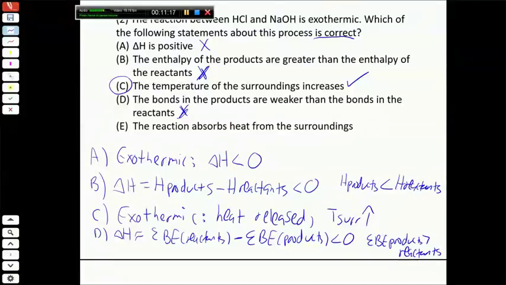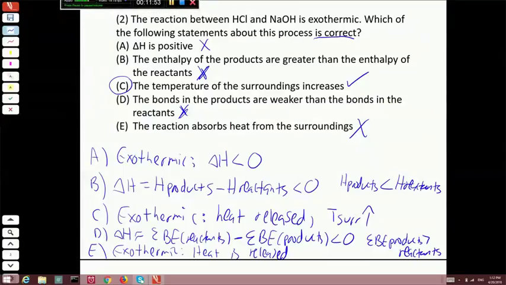All right, so that's thinking about, again, an alternative definition of delta H in terms of bond strength, which we touched on back in chapter 3, although we called it delta E back then because we didn't have those two distinguished, but in most contexts they mean the same thing. And then finally, choice E, we kind of already touched on this one. It says the reaction absorbs heat from the surroundings, but in any exothermic process, it's actually going to be releasing heat to the surroundings. So in an exothermic process, heat is released. So that one's also going to be false. So clearly, choice C is the only one that is correct out of all of these, and that deals with the temperature of the surroundings increasing during any exothermic process.